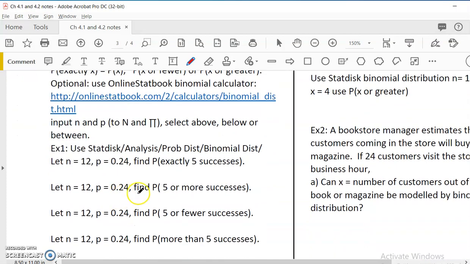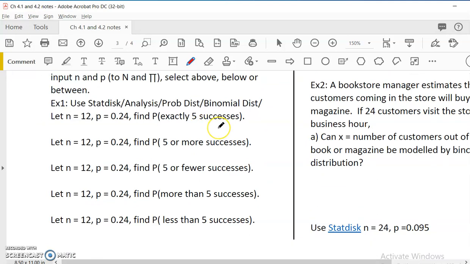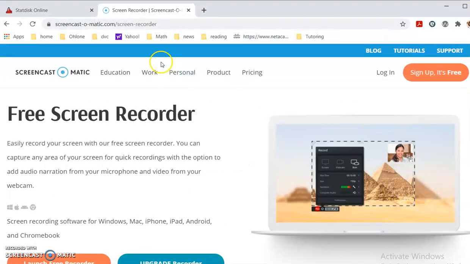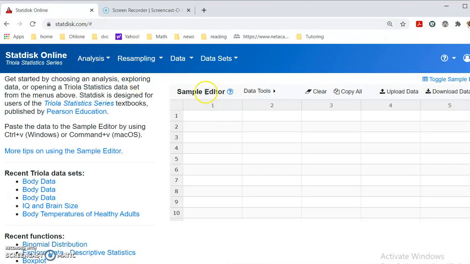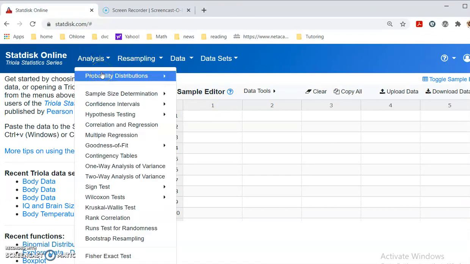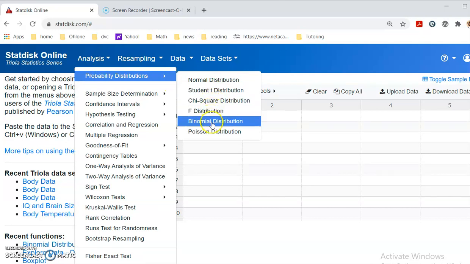So let's do an example of how we can use it. You can use the online calculator. If I am doing 12 trials, and every time the chance of success is 0.24, and I want to know out of 12 times I have exactly 5 successes, we will use the statistics calculator. I'm going to show you here. Statistics. So you would enter statistics, and the way to get the calculator is analysis, probability distribution, binomial distribution.